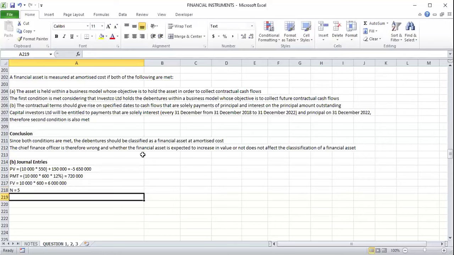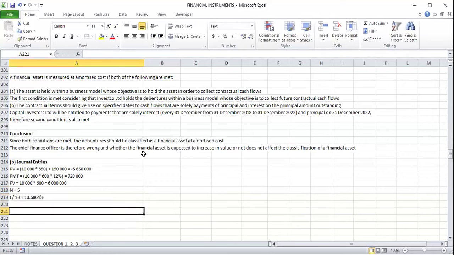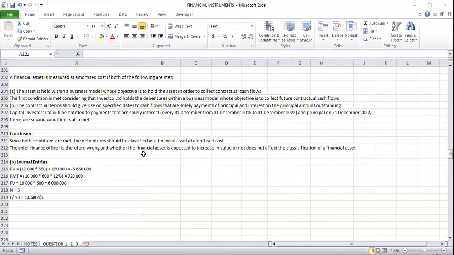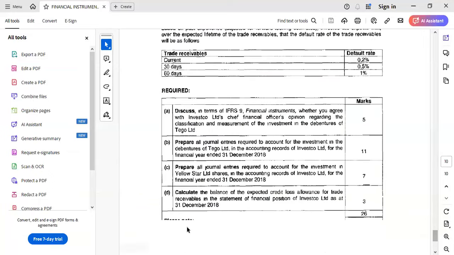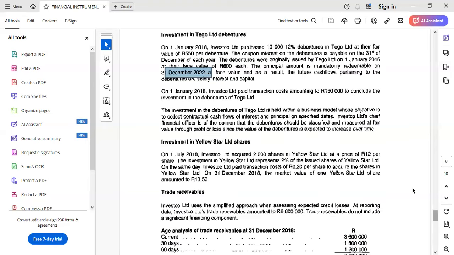All right. Then can we determine your interest there? 13.6864. Thank you so much. Right. Always check your question. Sometimes at the end they would give instructions on the rounding off. It's only that I removed the part here. Normally for these types of questions, they usually ask for 3, 4, 5 decimal places. After that, we can prepare our amortization table.